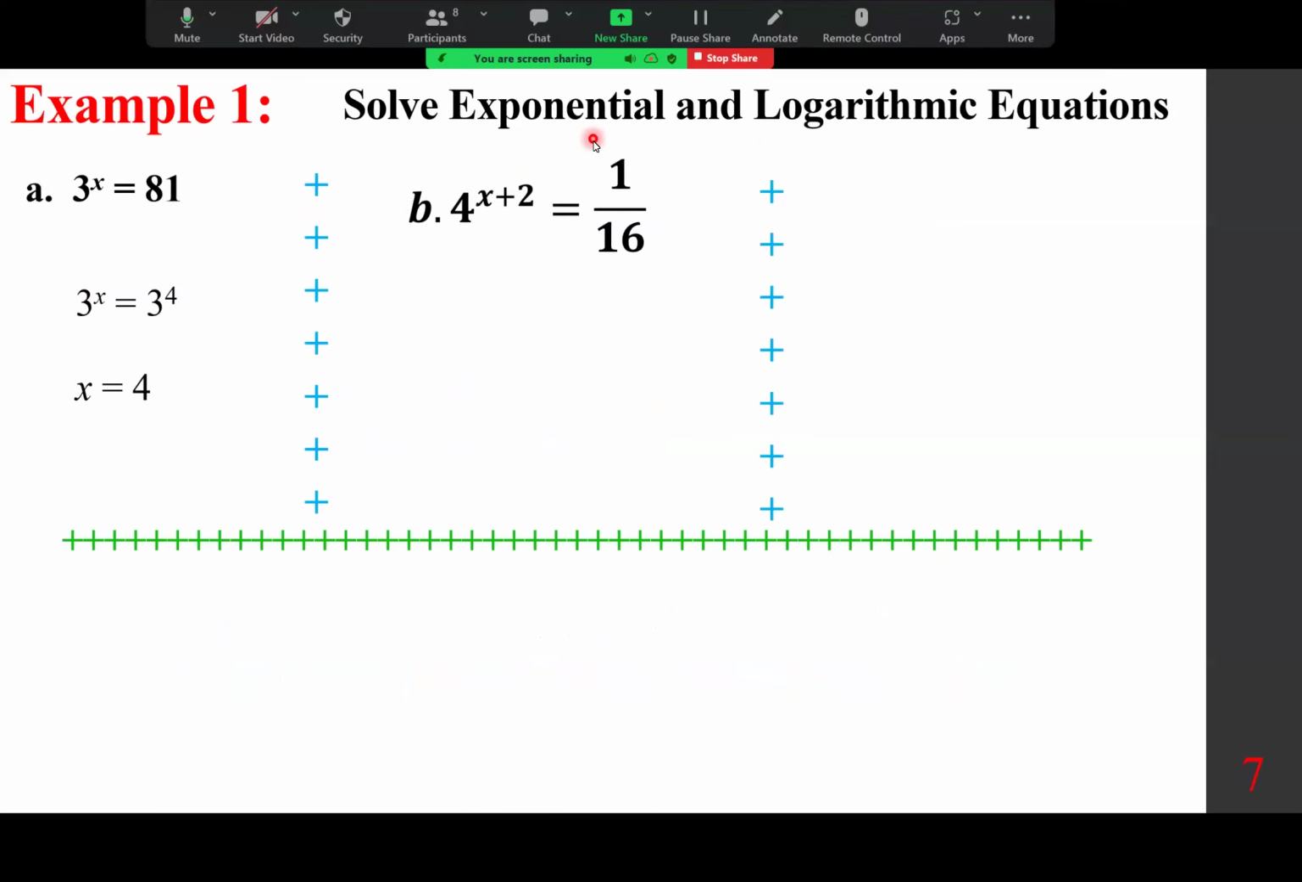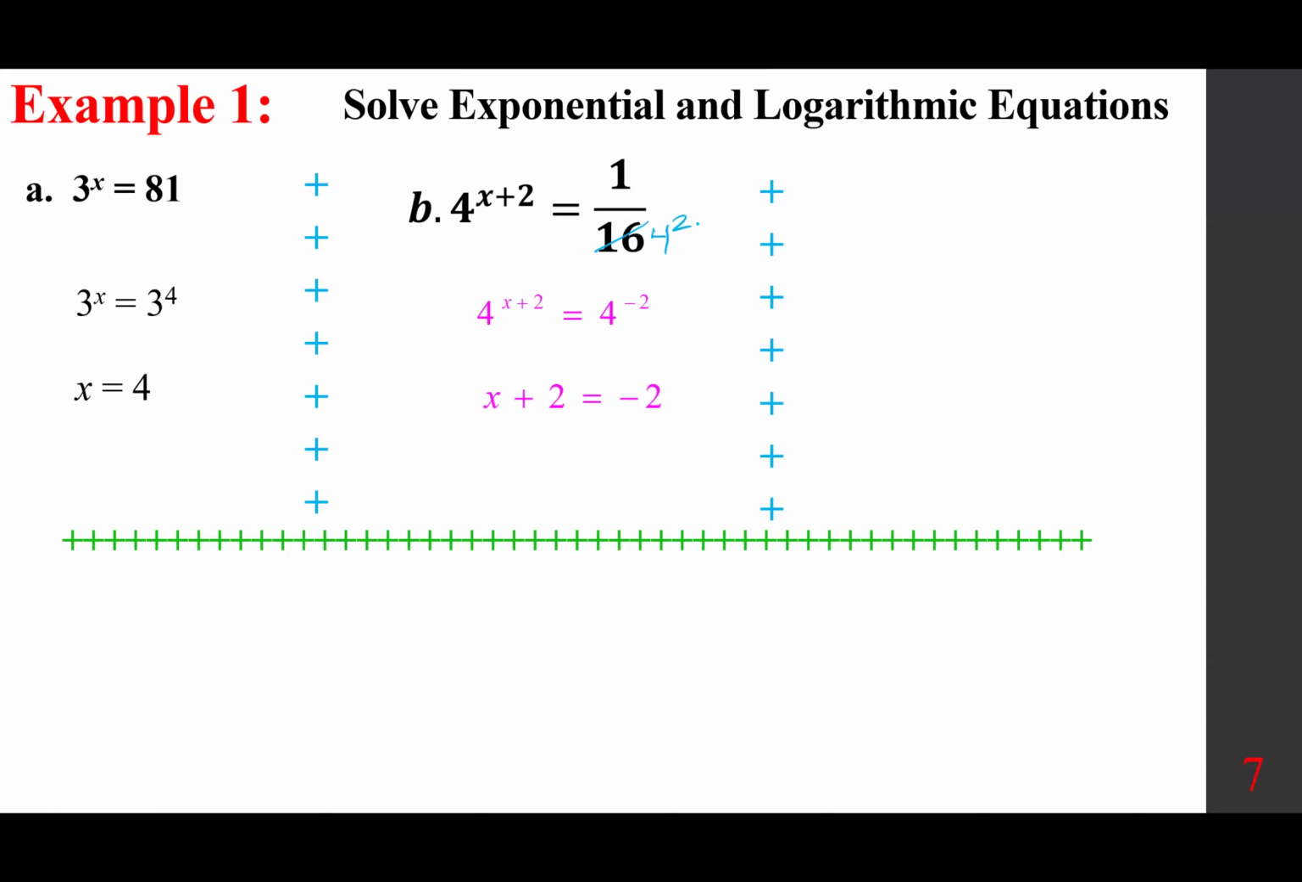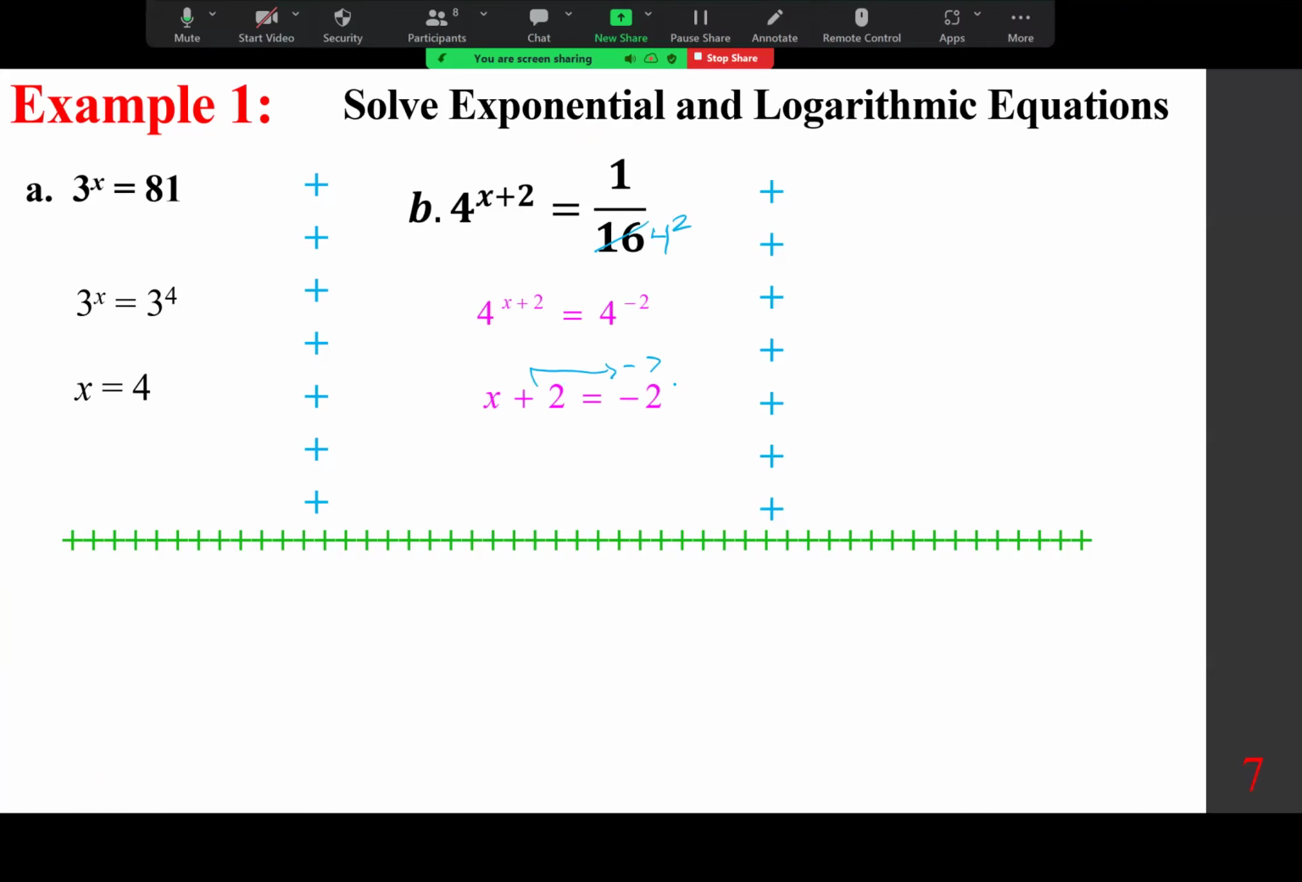Four to the power of x plus 2 is 1 over 16. Let's see if we can change any of them such that both sides have the same base. Notice this is 4 squared. So we can bring it up and make it 4 to the power of negative 2. Because they have both base 4, their exponents x plus 2 and negative 2 must be identical. Move this, x becomes negative 4.